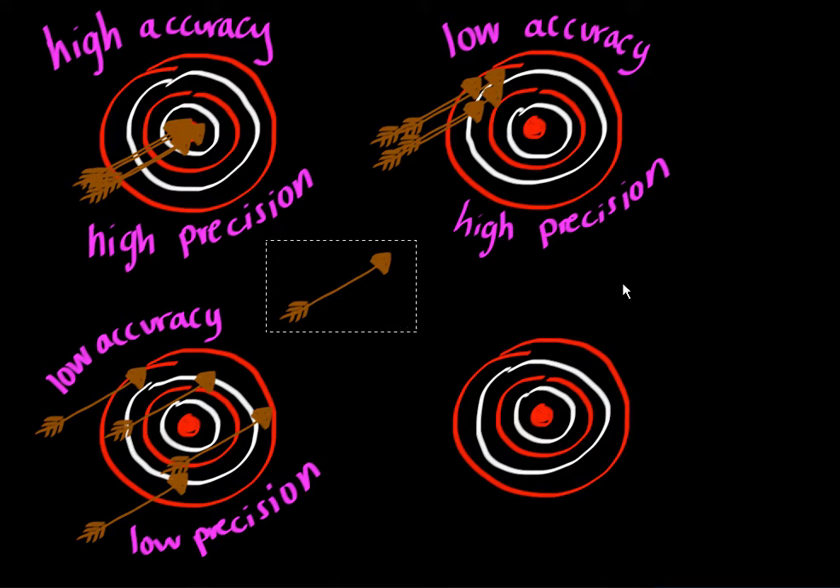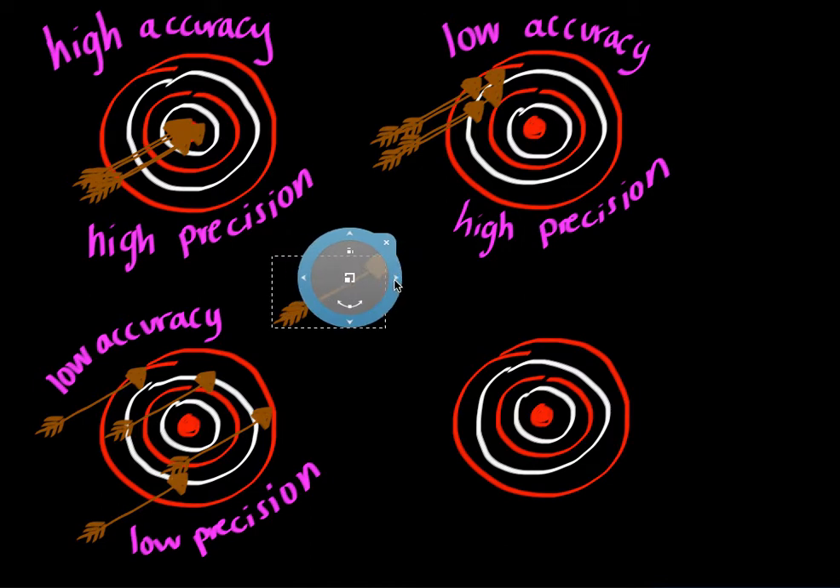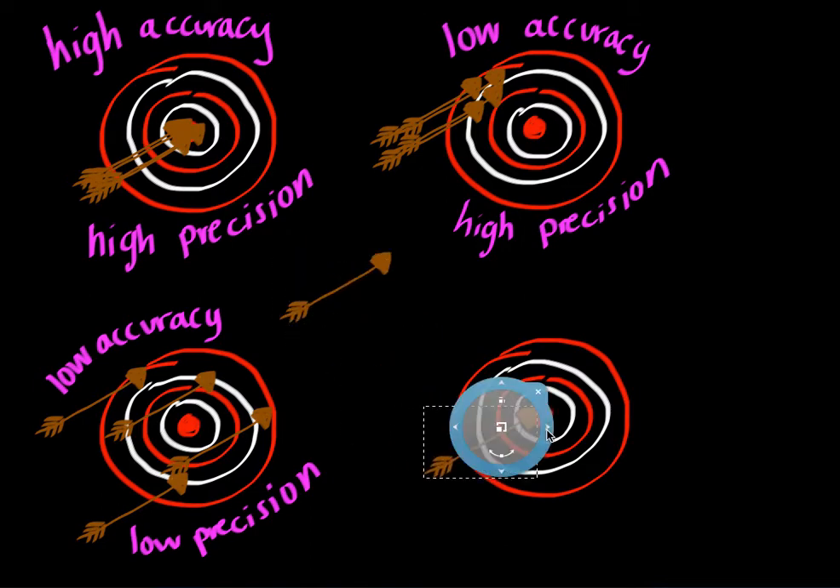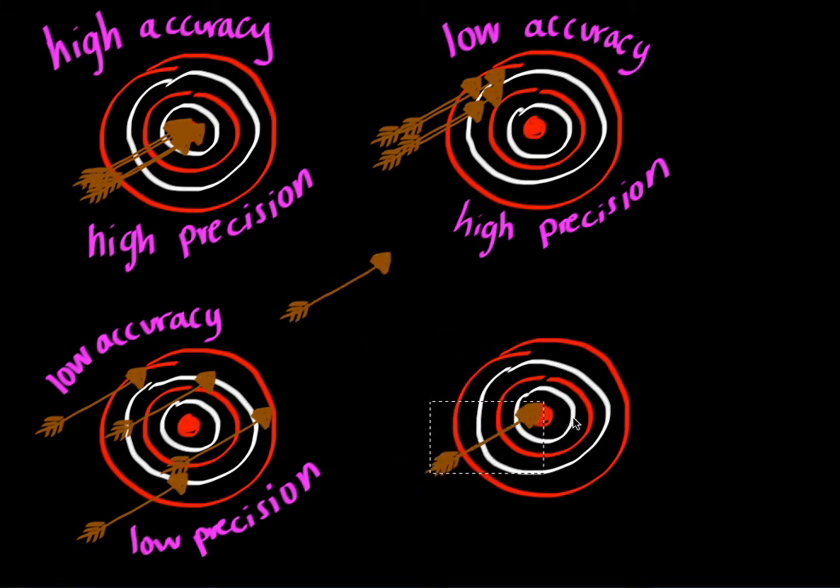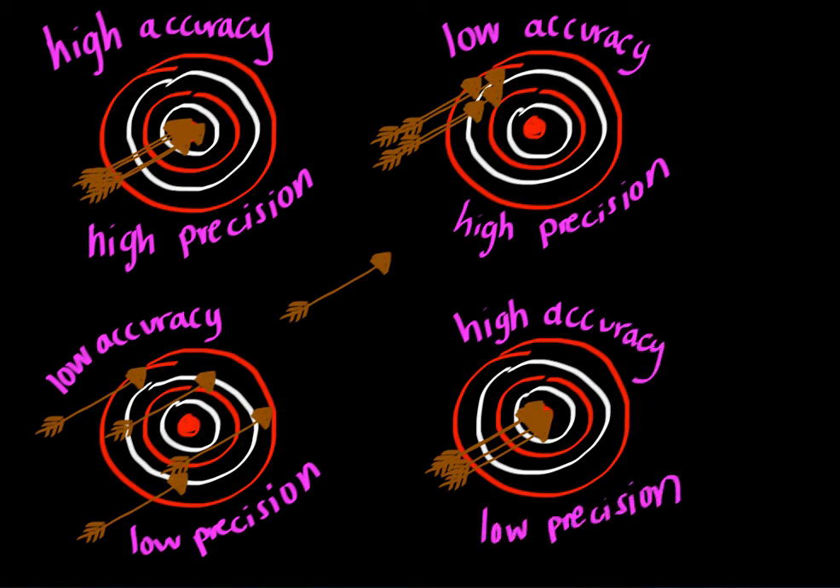So what does high accuracy and low precision look like? Well, that would mean that all the arrows hit the bullseye, but that they were far away from each other. And if we try to draw this out, we actually see that it's impossible, because if all the arrows hit the bullseye, they have to be near each other. This is why something we want to call high accuracy and low precision actually cannot exist.